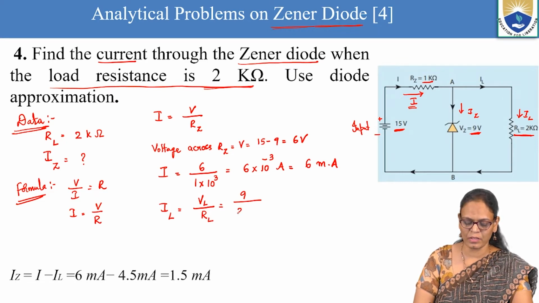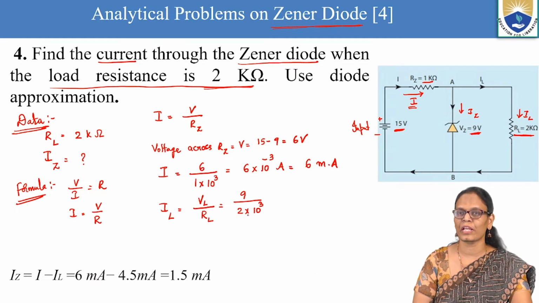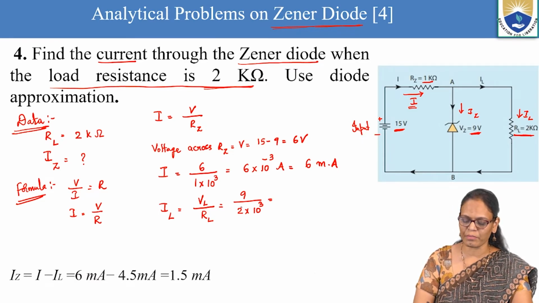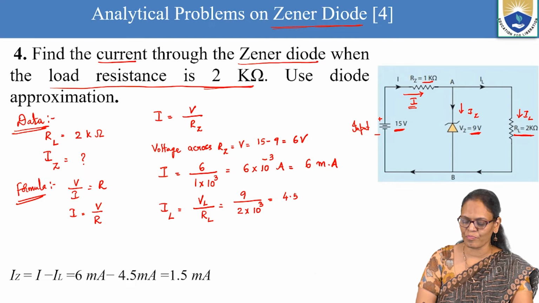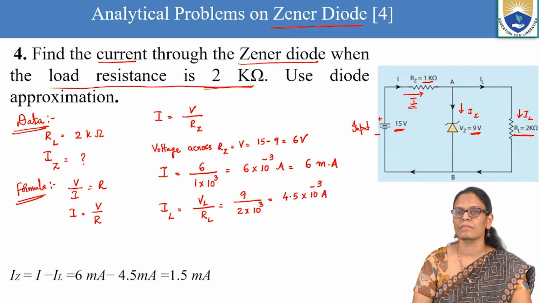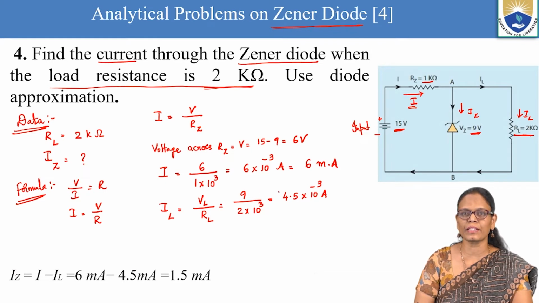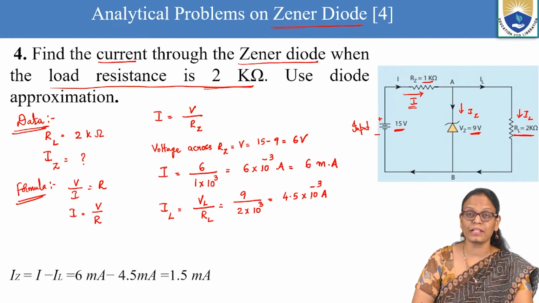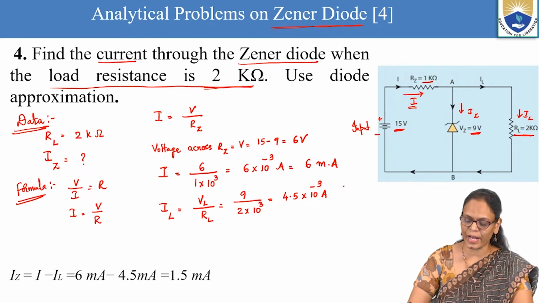What is RL? 2 kilo ohms, so 2 into 10 power 3, since kilo is 10 power 3. So 9 by 2 is 4.5 into 10 power minus 3 ampere. 10 power 3, if it comes to the numerator, is 10 power minus 3. So I can simply write this as 4.5 milliampere.